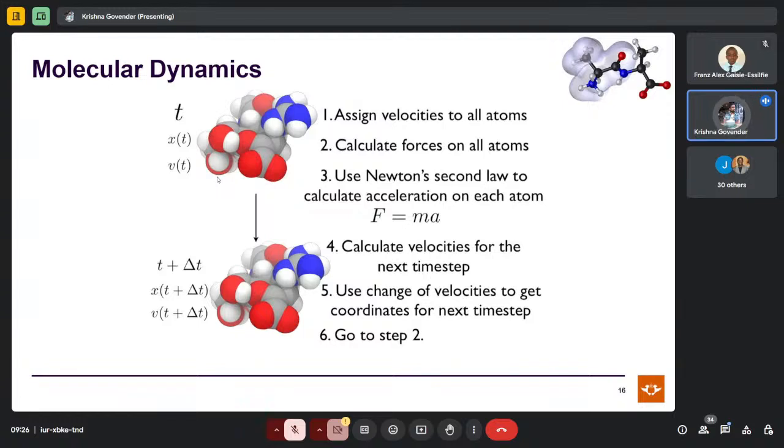Dynamics allows for free motion of all of your atoms in your molecular system during the course of a simulation. What you do is you first assign the velocities for all of these atoms, you calculate the forces on all the atoms, then you use Newton's second law, so F equals ma, right? The forces are then calculated for how all of these atoms are busy moving around. You calculate the velocities for the next step, you use the change of velocity to get the coordinates for the next step, and then you do it again, right? So you keep repeating this process so that every single atom is allowed to move, and then typically you would run it over a certain simulation time frame.